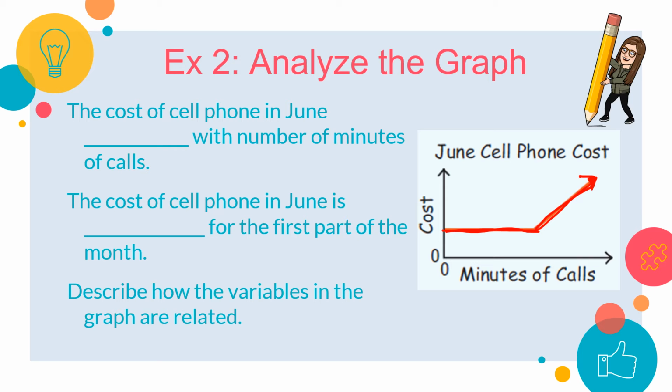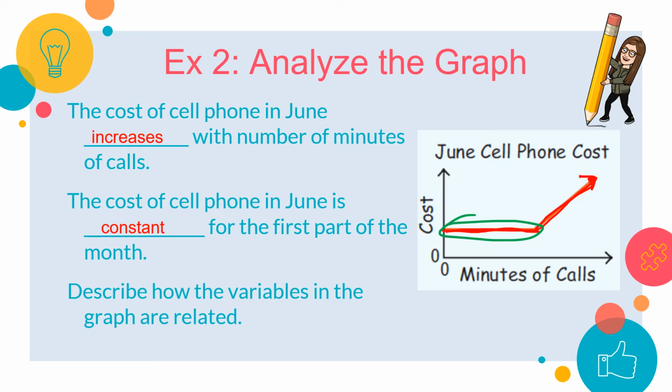The cost of the cell phone in June, blank with the number of minutes of calls. Well, in general, my cost is going up. It's increasing. You could say goes up, increases. The cost of the cell phone in June is blank for the first part of the month. Oh, so how do I describe this piece here? It's the same for the first part of the month. It's constant the first part of the month. I'm open to any word that says there's no change.